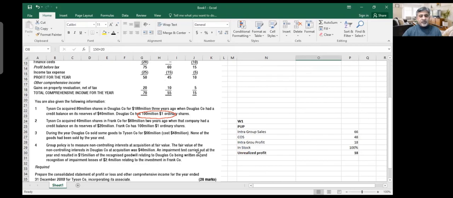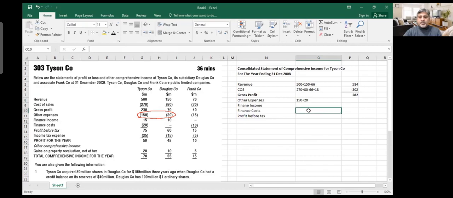So we have got 15 million of recognized goodwill impairment. So what we are going to do, we will add up here plus 15. So my admin expenses actually have increased because of that goodwill impairment. Understood? Or you want to ask something?